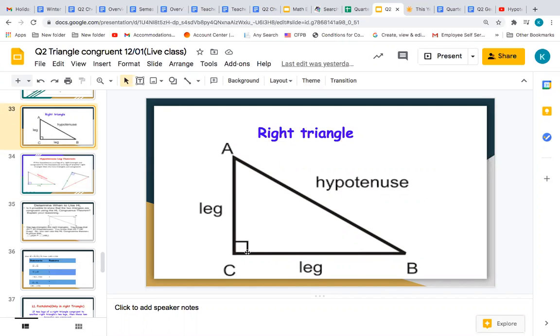Then if you have a 90-degree angle in a triangle, the side opposite that 90-degree angle is called the hypotenuse. The other two sides are called legs. So once again, opposite of 90 degrees is called the hypotenuse if you have a right triangle.